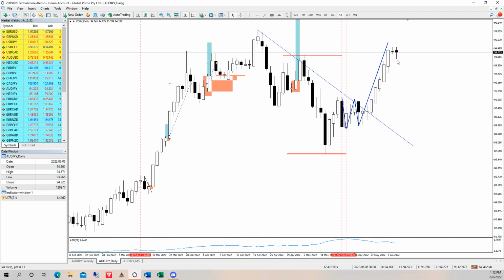This is already giving us a valid pullback. So certainly this is stacking up for a potential for us to go long on that, and certainly on the lower time frames as well.